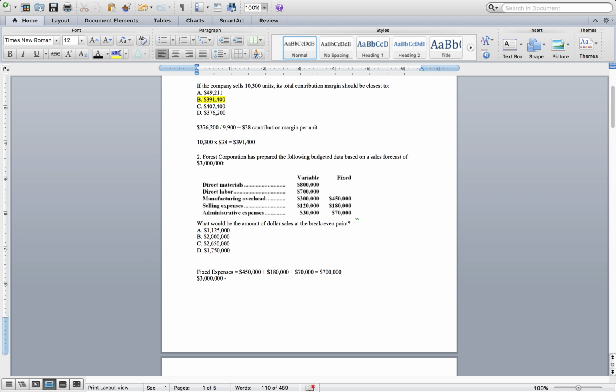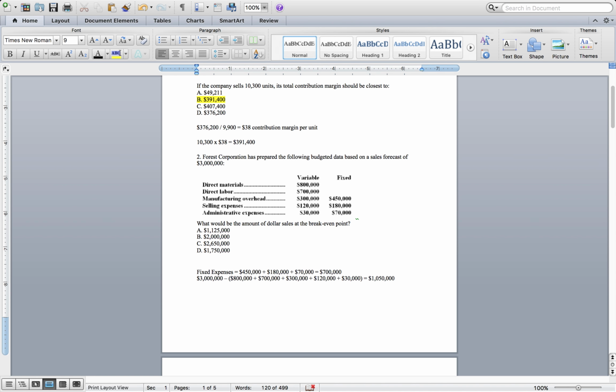Okay. So the next part is add up all of our variable expenses. The first one, 800,000, 700,000. And this one is 300,000. Next one we have is 120,000. The last one is 30,000. Now when we do this, that's going to be $1,950,000 of variable expenses. This will give us a contribution margin of $1,050,000.